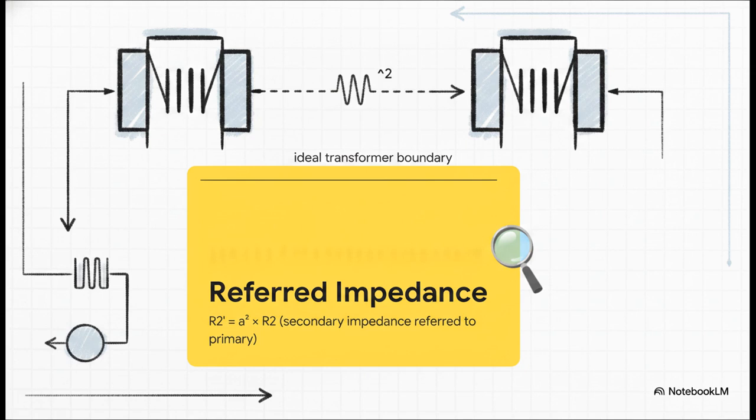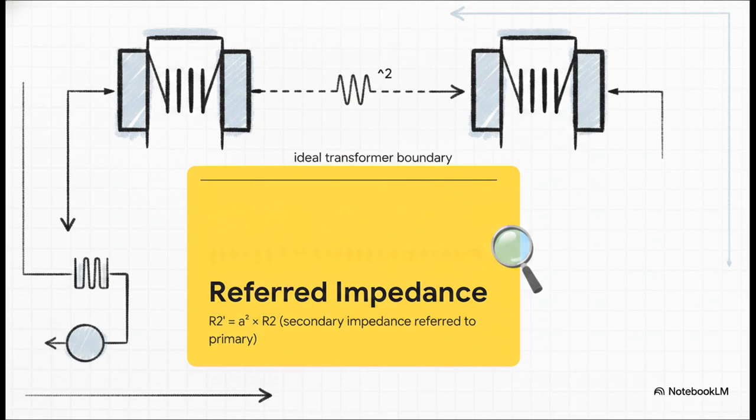We refer the secondary impedance back to the primary. And to do that, we multiply by the turns ratio squared. That's exactly what this formula is showing us. R2 prime equals A squared times R2, where A is our turns ratio. And you do the exact same thing for the secondary reactance. X2 prime equals A squared times X2. By scaling the secondary values like this, we're essentially sliding them right across the ideal transformer boundary.